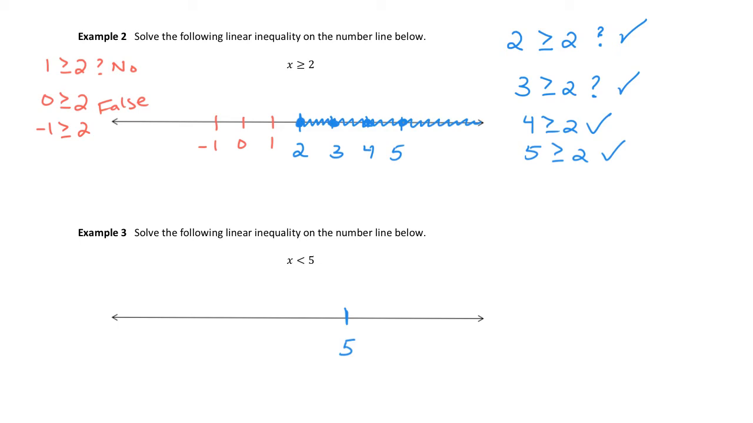Is it true that 5 is less than 5? And the answer is no, that's false. For this reason, I'm going to put an open circle at 5. That's our way of saying 5 is the barrier, I'm just not including it. What we have to decide is, are we going to shade all of the numbers to the left of it or to the right of it?